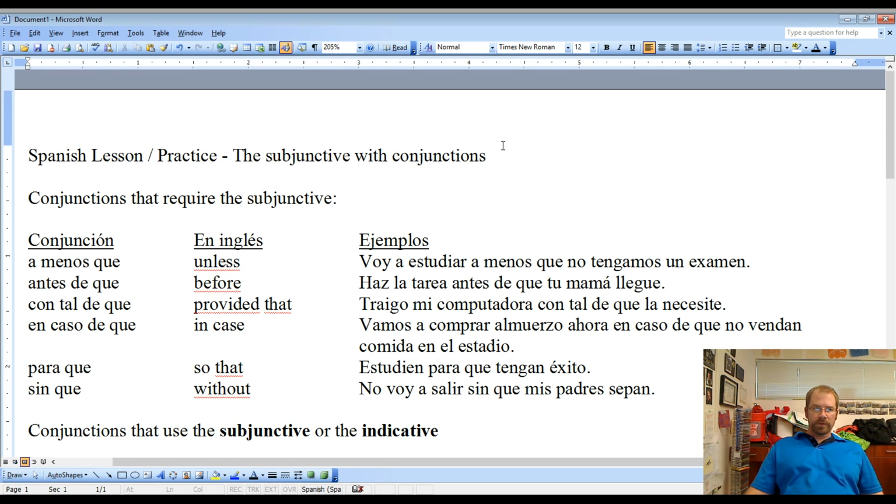Hola, amigos. For this video, we're going to be looking at using the subjunctive with conjunctions. I'm going to give you several different conjunctions. If you don't know what that means, don't worry about it. You'll see it in a second.